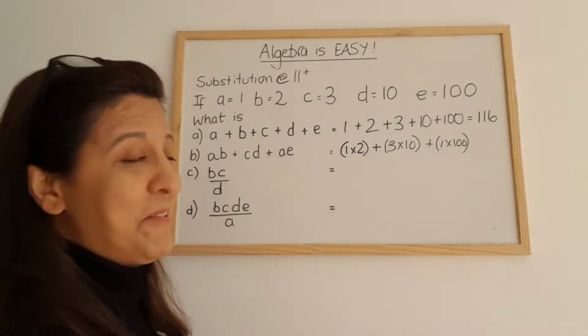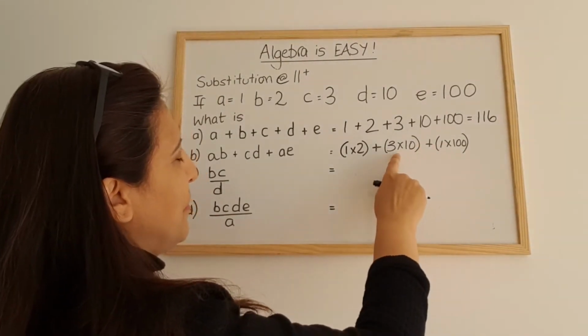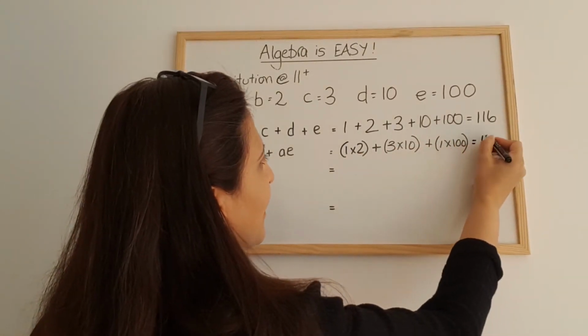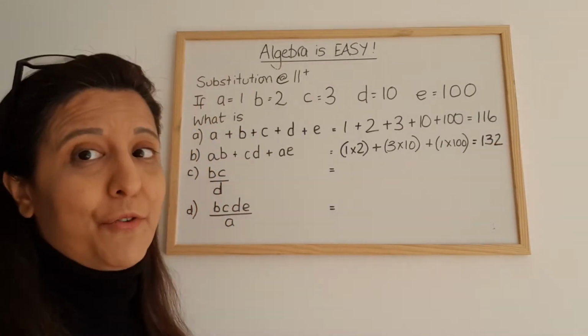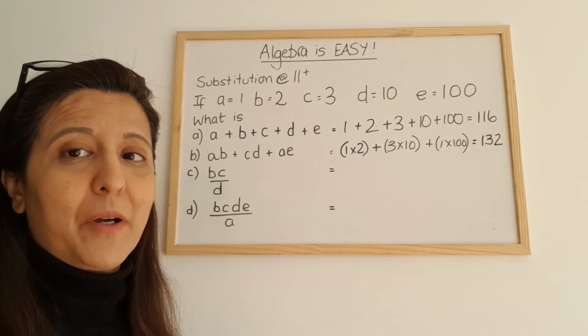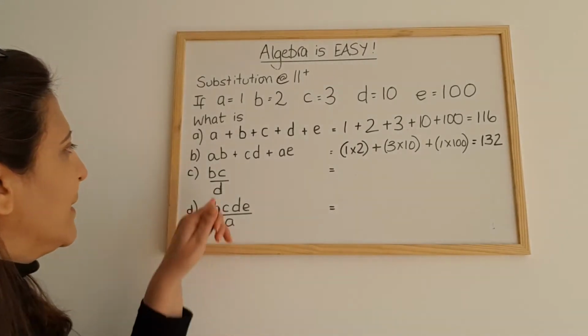Quick maths. Okay. 100 plus 30 plus 2. 132. If you followed that, you're amazing. Maths is easy. Algebra is easy. Well done.